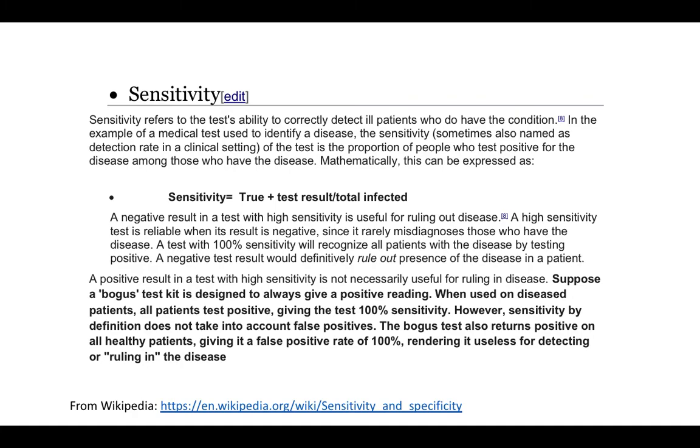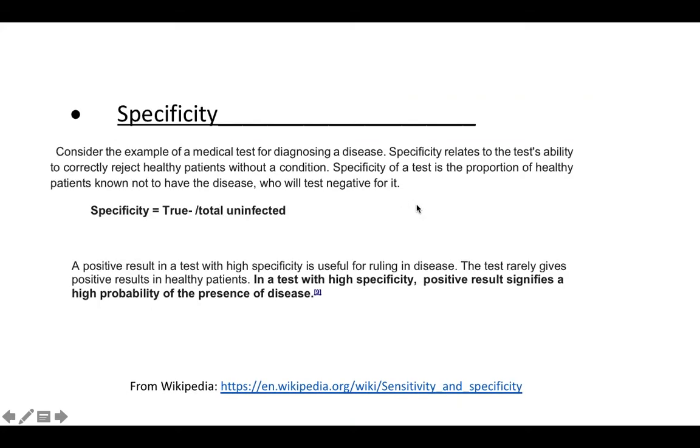So to calculate the sensitivity, it is going to be the true test positives over the total infected, and specificity is going to be the true test negatives over the total uninfected.